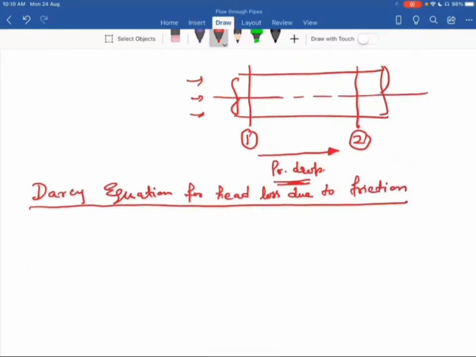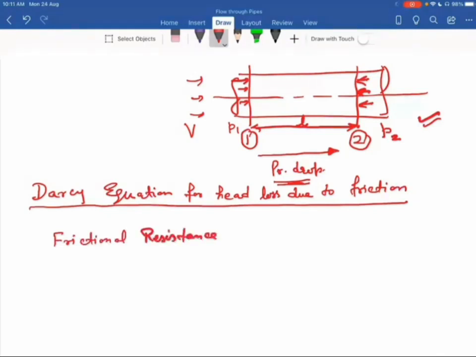For writing this equation, we again consider this pipe. Say in this pipe a uniform flow of fluid is flowing having velocity capital V. We consider two sections, section 1 and section 2. The length between these two sections is L. The pressure intensity at section 1 is P1, and at section 2 it is P2. The change between P1 and P2 is due to friction. When the liquid flows from section 1 to 2, the fluid experiences some frictional resistance force.